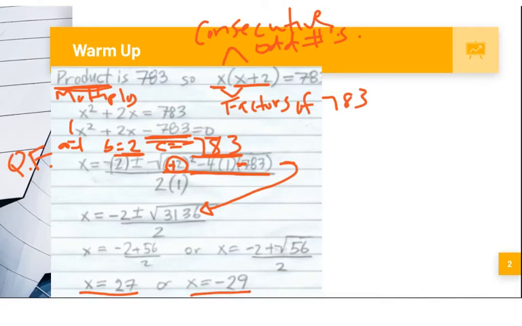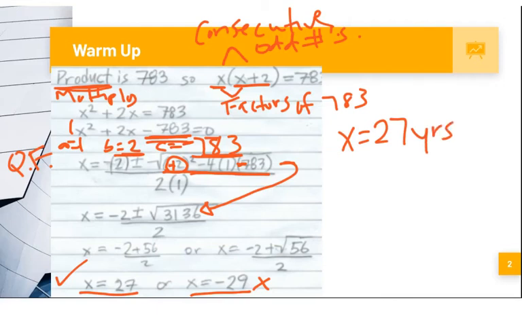So what are we talking about? We're talking about ages. So can an age be 27? Can you be 27 years old? So yeah, that works. Can you be negative 29? No. So this, even though negative 29 is mathematically a solution and it's absolutely correct, it cannot be a solution for this problem because it's just not an age. So I know that one of my ages is 27 years old.